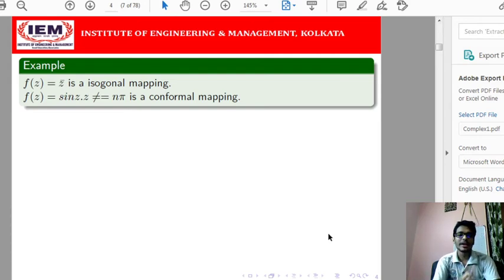And if I consider f(z) equals sin z for z not equal to n pi, this will be a conformal mapping. You can verify it. If I take certain values of z and define a curve, and take another set of values of z and define another curve, then if they intersect, the angle will be preserved by virtue of the mapping f(z) equals sin z. So I am getting the values of sin z, and if I join those, taking another set of values of z, I get another sin z curve in the w plane. Then you can see that the angle will be preserved in magnitude and direction.